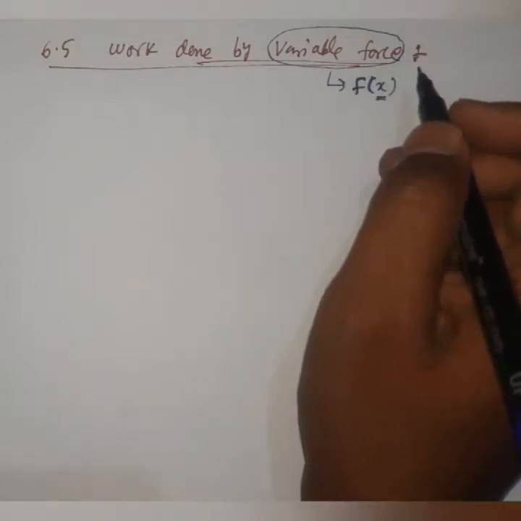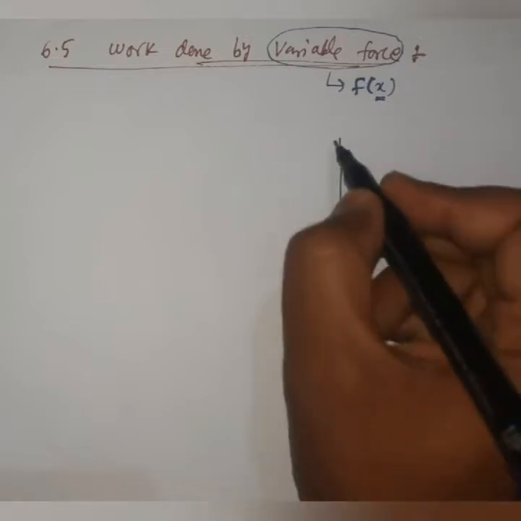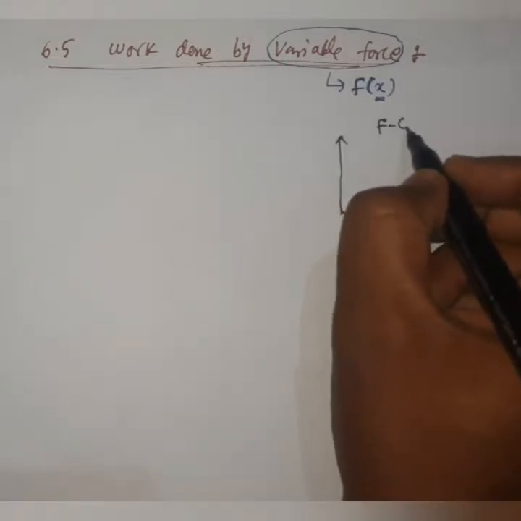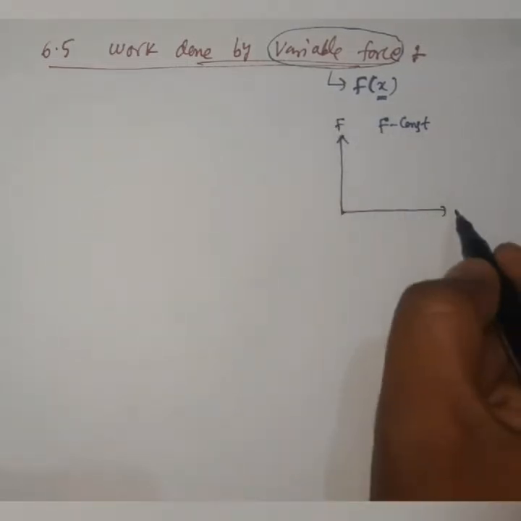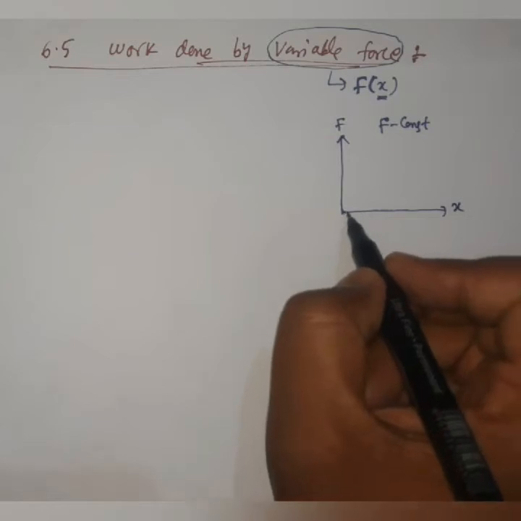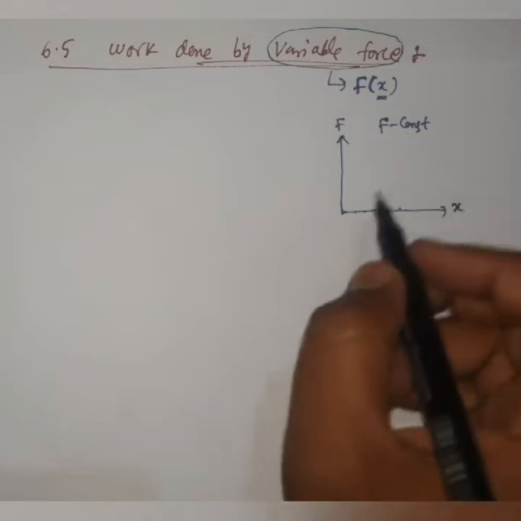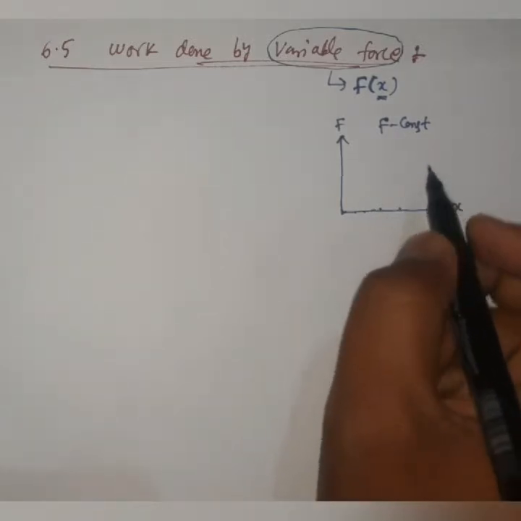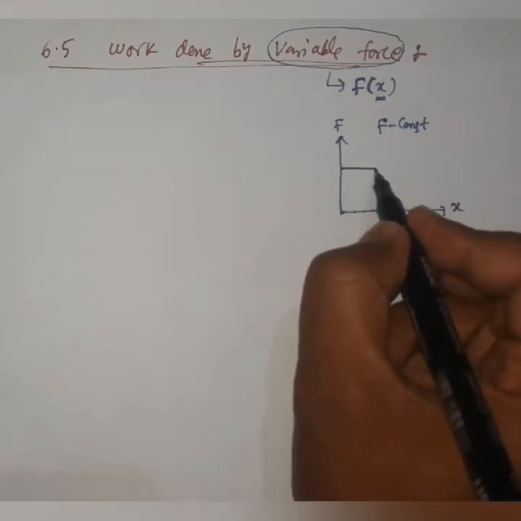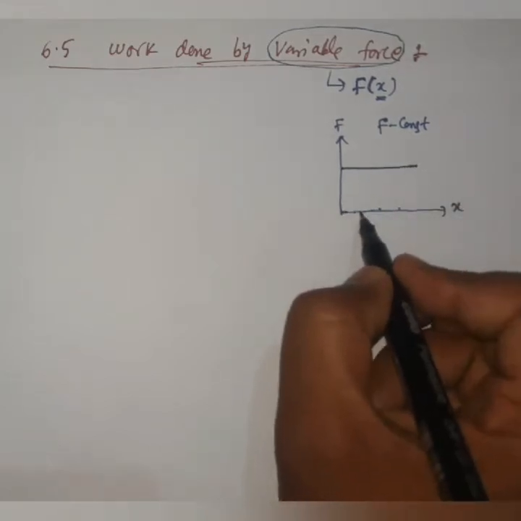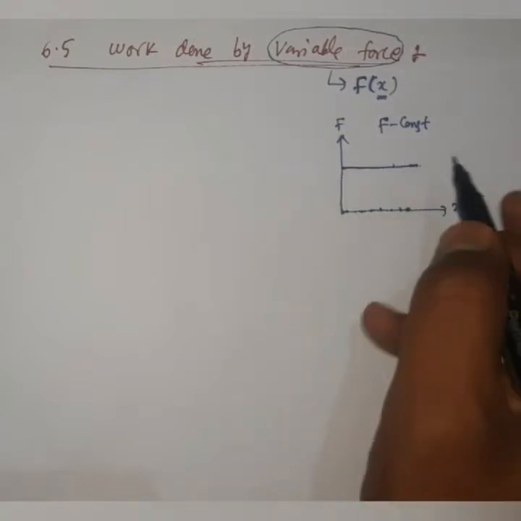Here we have a graph for constant force. For constant force, F is constant, and the F-x graph is like this. Here displacement is changing, but the force is constant. If the displacement is changed, the force remains constant.